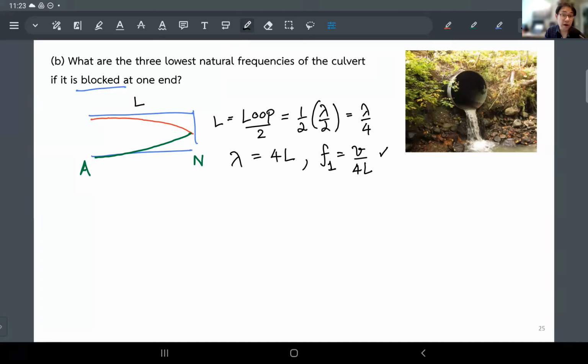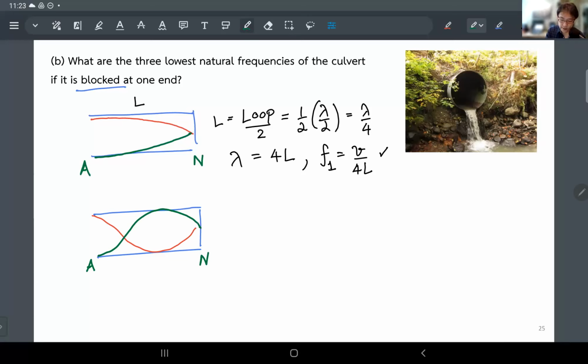Now, if you don't want to go back and look at the diagram, you can just keep doing it by giving it one more twist, keeping the conditions at both ends: antinode on the open end and node on the closed end. And then you just put one more twist there.